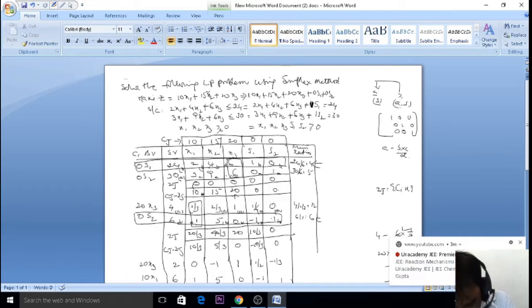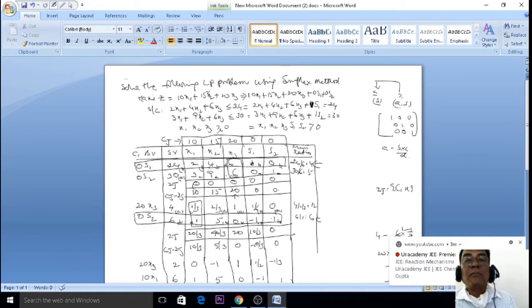So how to identify the key column? Key column means the values present in the Cj minus Zj row. It is better to select the maximum positive value. If we have two equal maximum positive values, select any one. So here the values are 10, 15 and 20. Out of these, it is better to select 20. Okay, so the 20 is over.